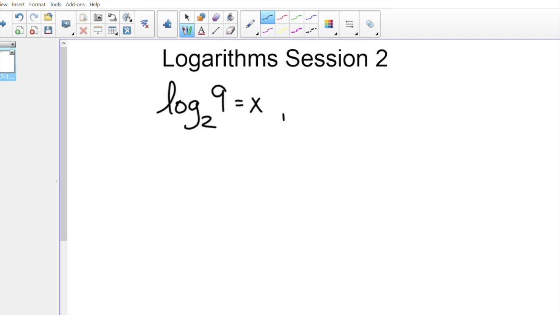So you would rewrite this as 2 to what power equals 9. Well, you cannot change 9 to a power of 2. So what we must do is use a different strategy to work this out.